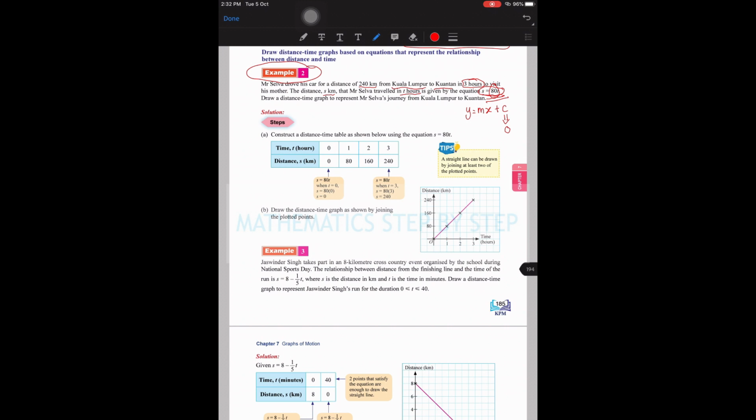So let's say when t equals 0, s equals 0. Okay, so this is the first coordinate. Then let's say when t equals 3, s equals 80 times 3, which is 240. Okay, so this is the second coordinate, okay? Here is (0, 0). Then here is (3, 240), okay? So we are able to draw a straight line, okay? So again, you guys are able to draw this graph based on the information given, okay?